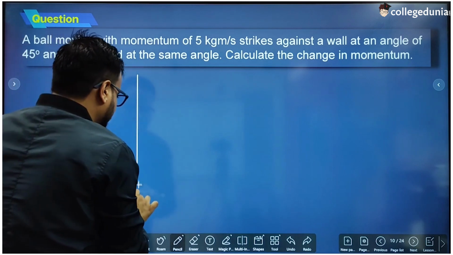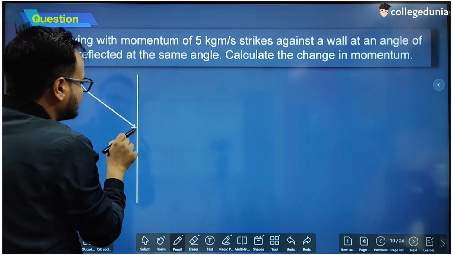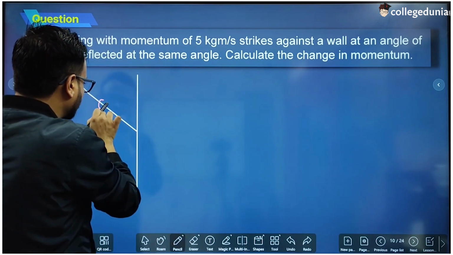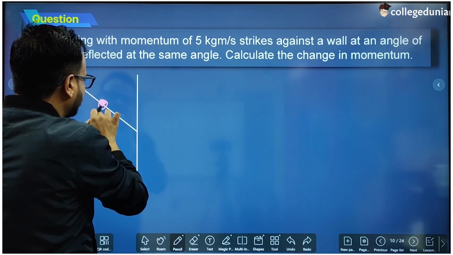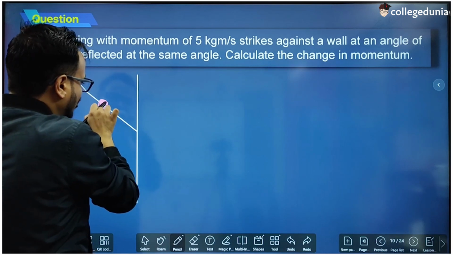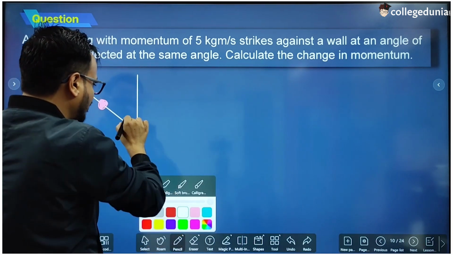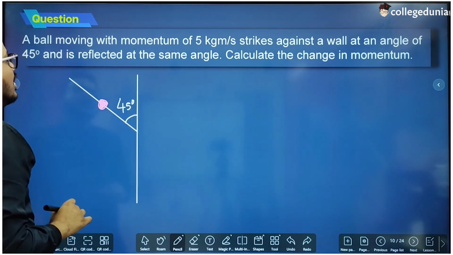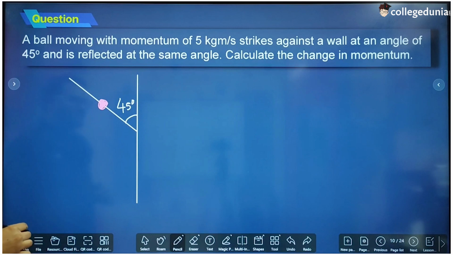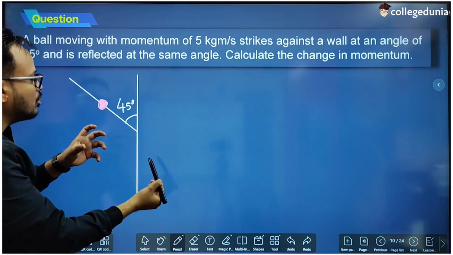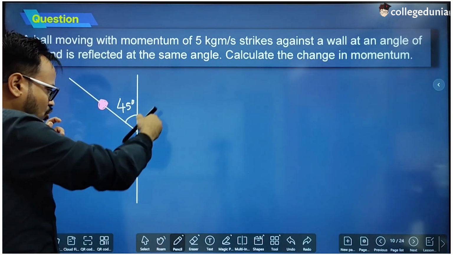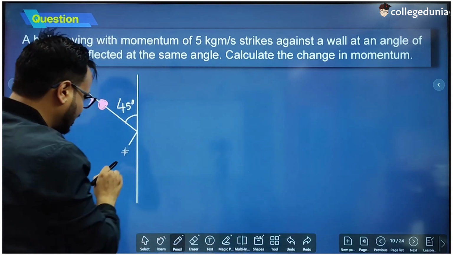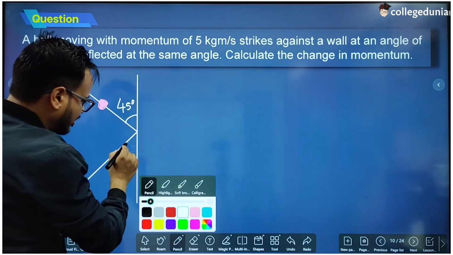So it is given that there is a wall and a ball is hitting this wall at an angle of 45 degree. Suppose this is the ball. It comes and hits the wall at an angle of 45 degree and is reflected at the same angle. Obviously it will not go in this direction, the ball will go in this direction. So the reflected angle, which is given as again 45 degree, is this angle, right? This angle.